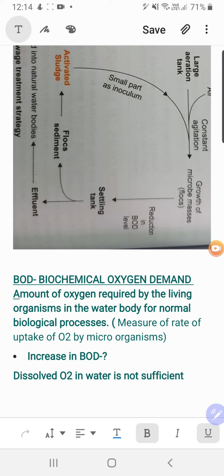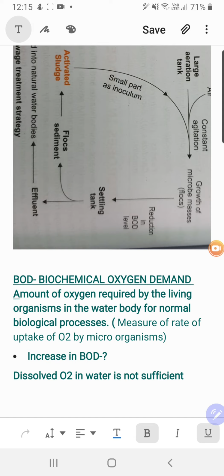There was a question once in boards: why is the BOD of polluted water high? In that case, you just have to write, because polluted water contains much organic waste which is supposed to be decomposed by microbial action, and for that many microbes are needed, and their multiplication consumes much dissolved oxygen, thereby causing a scarcity of oxygen for other animals, right children? So please prepare biochemical oxygen demand as a definition, and also understand why BOD increases.